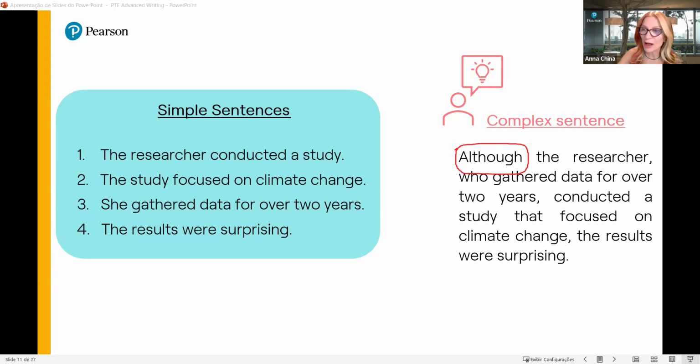There you go, Iqbal, although is used for concession. And this is not a case of concession, right? We're adding information about the researcher with the relative clause who gathered data, then conducted the study, right? And we're adding then the results were surprising. Lovely.